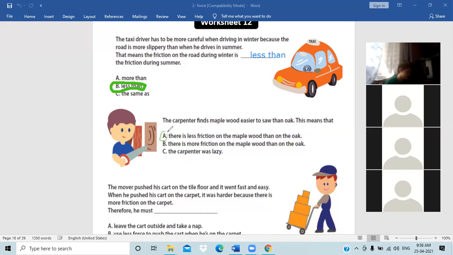Okay, I'm just going to do a circle on the letter. The answer was B right here. Okay.